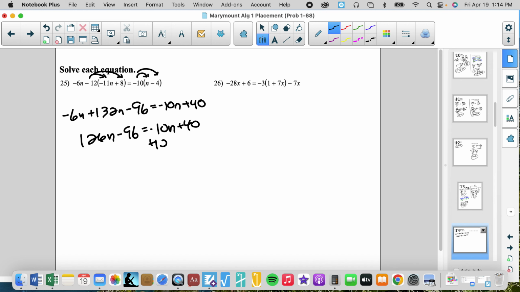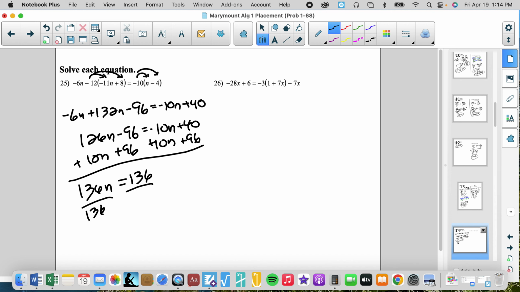Let's move the variables to the left side. Let's move the constants to the right side. That gives us 136n equals 136. Oh, look at you. N equals 1.